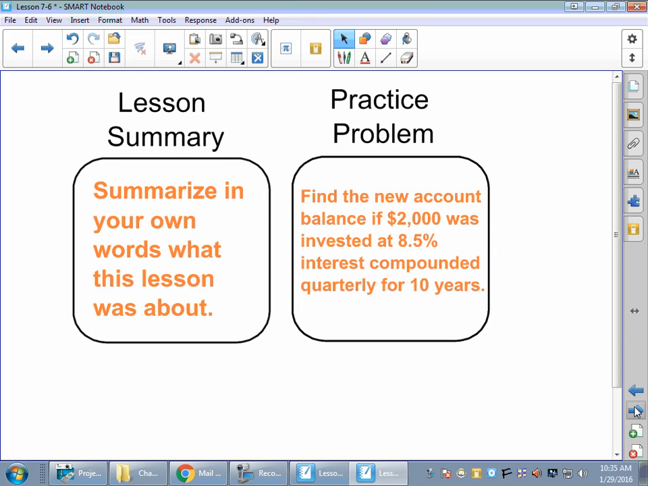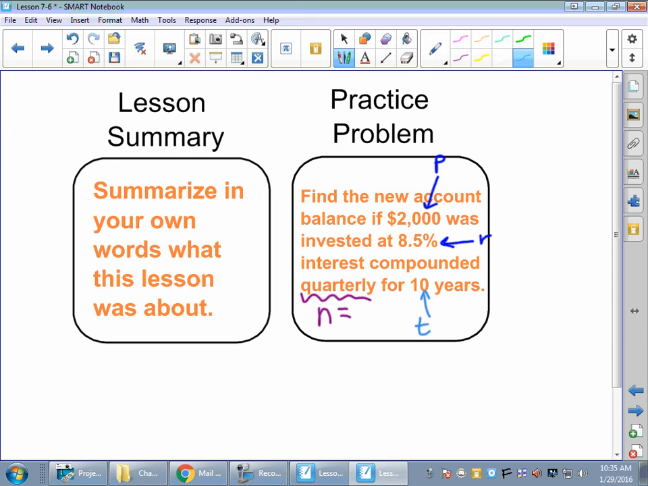$2,000 was invested, so this is going to be our starting amount. This is going to be our rate, because we always know the percent. Compounded quarterly, look at that chart to figure out what your N is going to equal. And here's your time, 10 years. All right, ready, set, go. Last section of chapter 7.